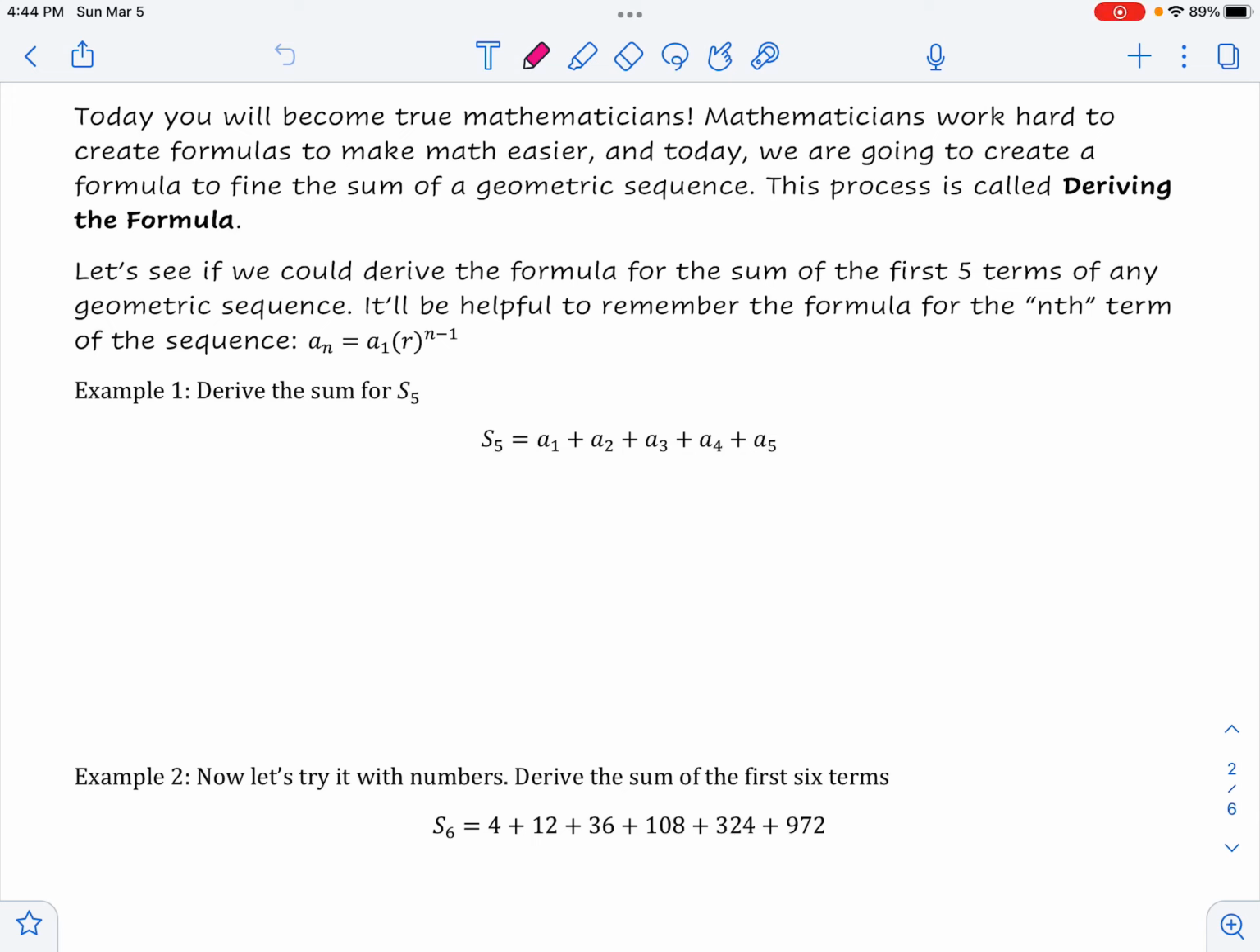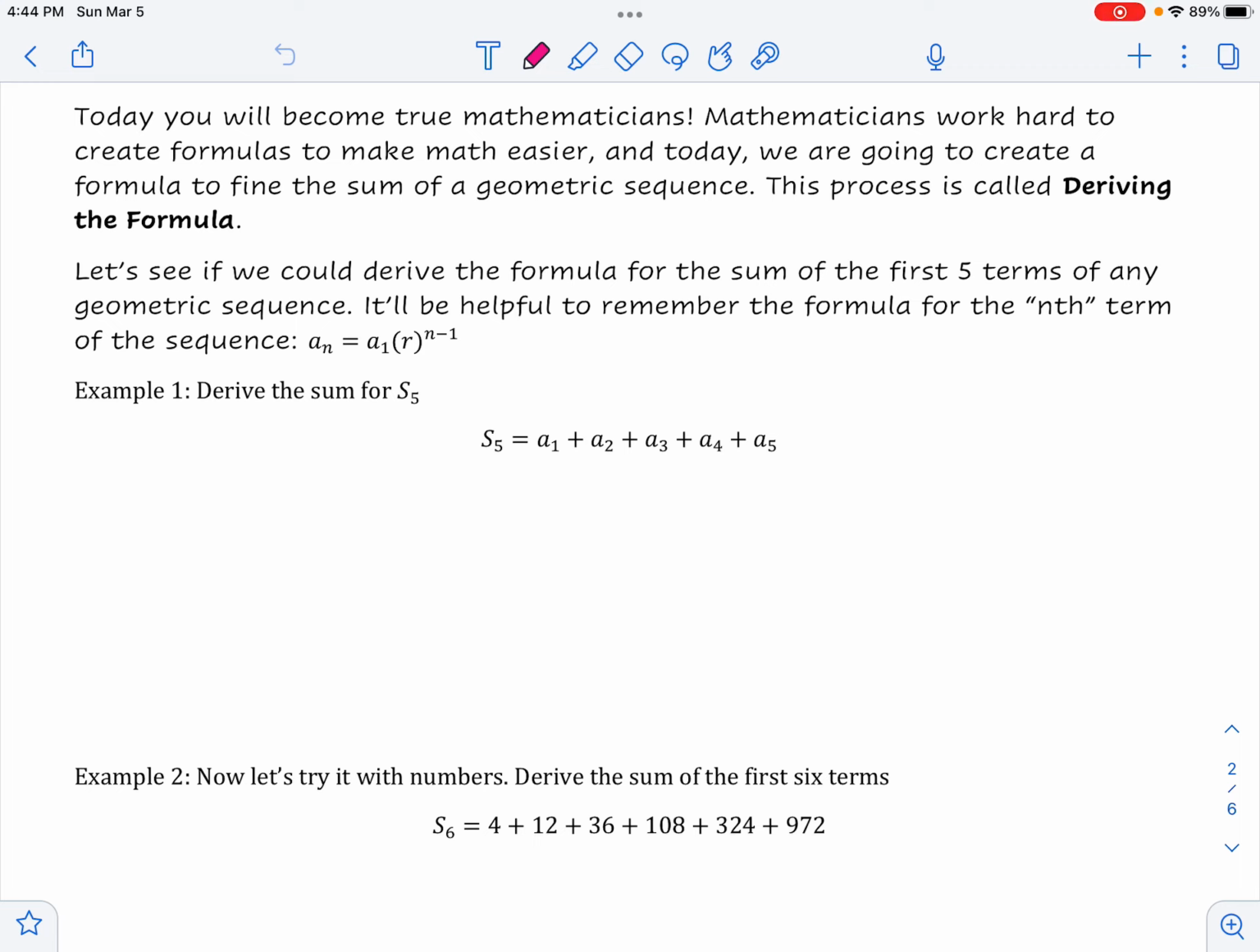Okay, for today's lesson, you are going to become mathematicians. Mathematicians work hard to create formulas to make math easier, right? To make our math classes easier. And today we are going to recreate this process, but to create a formula to find the sum of a geometric sequence. The process that we're going to be doing today is called deriving the formula.